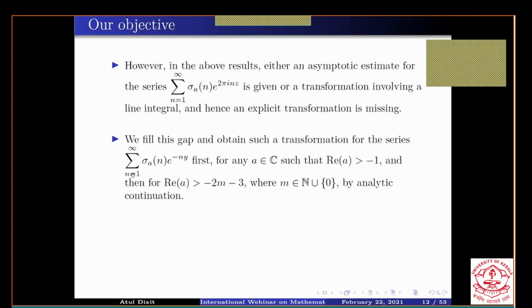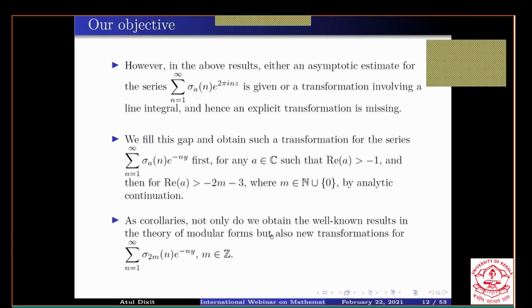And what we do is we first get this formula for any y. Again, y is always going to be with the real part of y greater than 0. And here, when I look at e raised to 2 pi i n z, I'm always going to take that with imaginary part of z greater than 0. So it's in the upper half plane. So both are equivalent. I'm going to do that first for any complex a with real part of a greater than -1, and then for real part of a greater than -2 and -3. So I take it to the left of the imaginary axis as much as I want. Of course, I cannot take it up to -infinity, but you can take your n as high as possible, and still you'll be able to get a transformation for this explicitly.